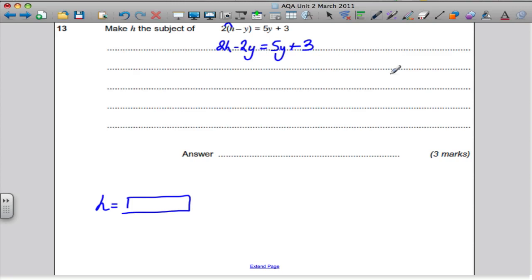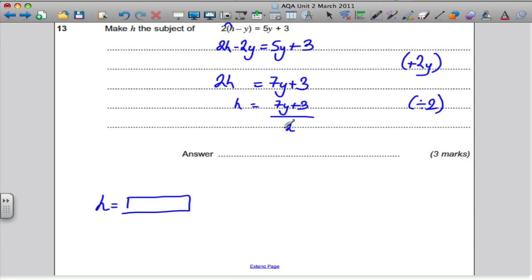You want h by itself, so add the 2y to both sides to get the y moved away. So you would have 2h is equal to 7y plus 3. And finally, to get h on its own, divide by 2. So divide everything by 2, and you'll get h is equal to 7y plus 3, all divided by 2. And hence, there is your answer.